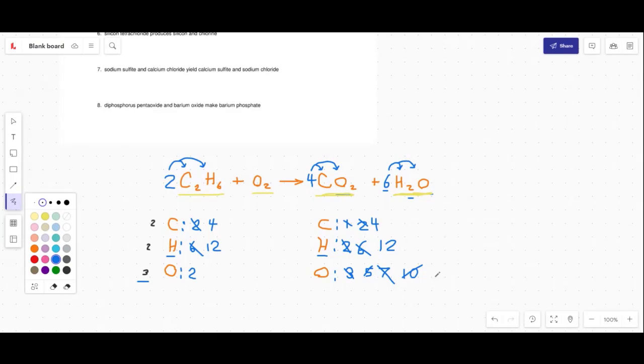14. 4 times 2 is 8 from the CO2, plus 6 times 1. 8 plus 6 is 14. All right, now I have an even number of oxygens on both sides. I can balance this. I have 14 on the right-hand side, 2 on the left-hand side. What do I put in front of the O2? 7. Excellent. 7 times 2 gives me 14. I am now balanced.